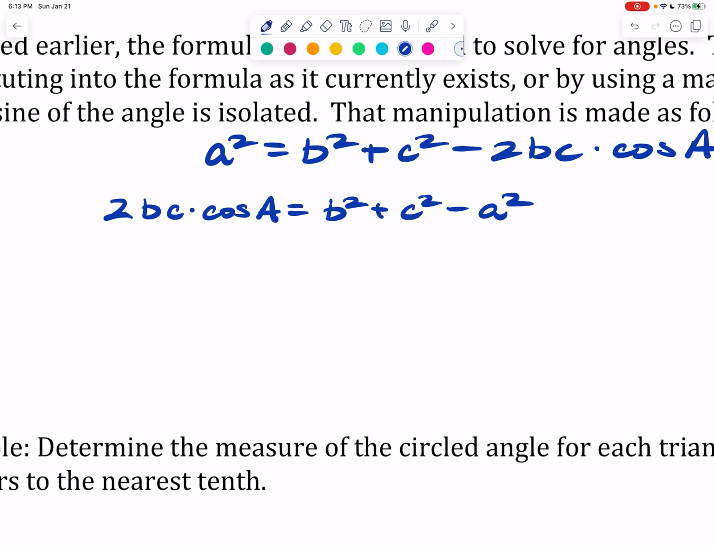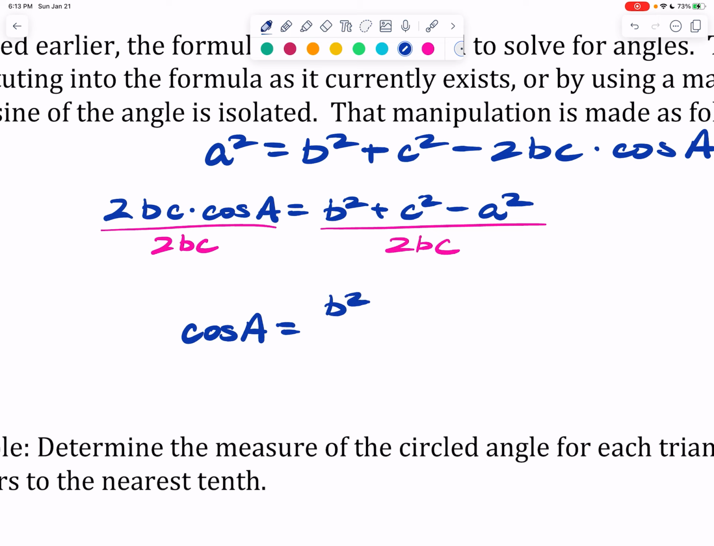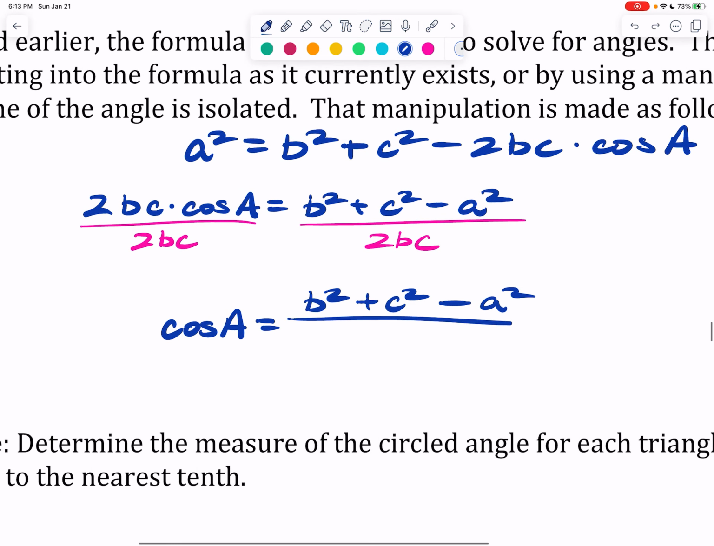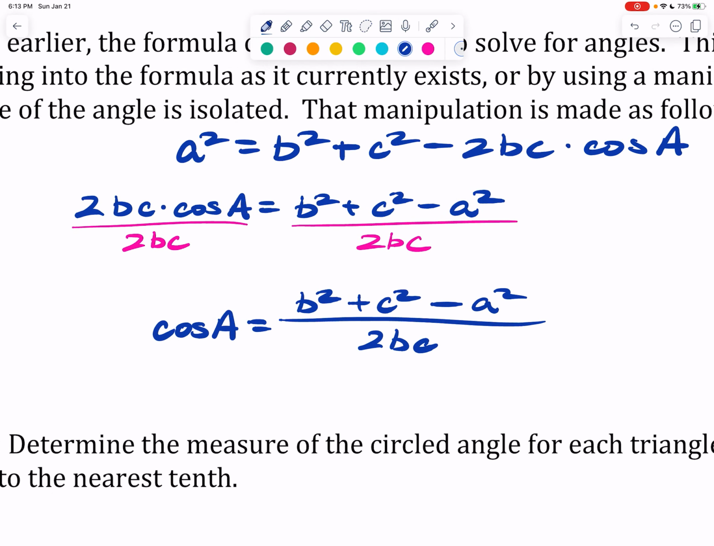Getting this so that the cosine of A is isolated means addressing this 2bc that's in front of things. So I'm going to divide the left side by 2bc, which means I'm going to divide the right side by 2bc. That tells me that cos A is equal to b squared plus c squared minus a squared all over 2bc. Make my c better. So this is another version of the law of cosines. It's just a manipulation of the other one we had.